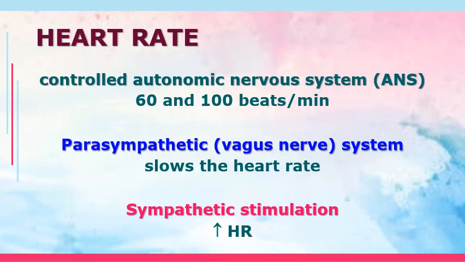Your heart rate is controlled by your autonomic nervous system. So your autonomic nervous system is divided into two. You have your parasympathetic and then your sympathetic nervous system. For your parasympathetic nervous system, one particular nerve that you need to remember is your vagus nerve. And then you also have your sympathetic system. Okay, remember your beta receptor site.